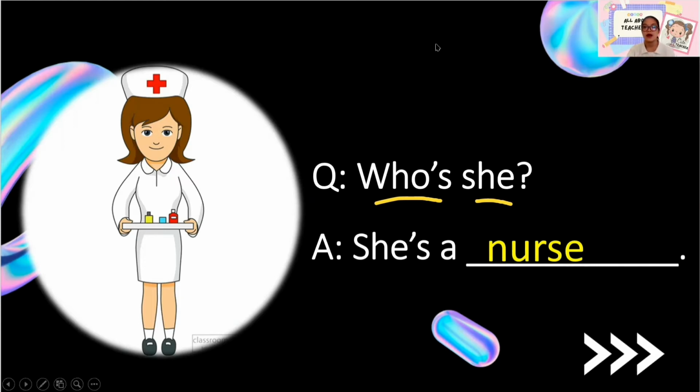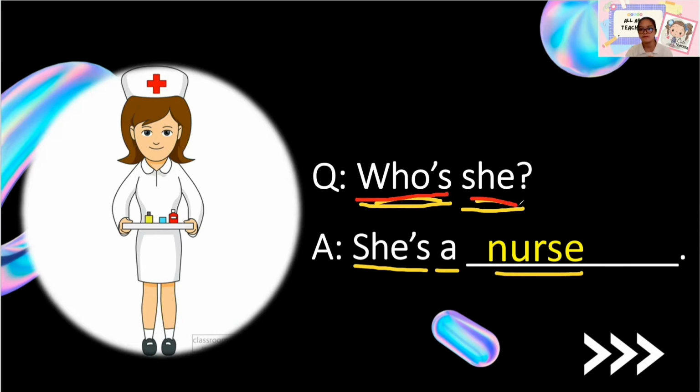Let us read this one slowly. Let's begin here with the question, who's she? Perfect. And the answer will be, she's a nurse. Perfect. I want you guys to read this one and say it by yourself. Let's begin here. Very good. Now, who's she? Perfect. She's a nurse. So let's go proceed with our next picture.